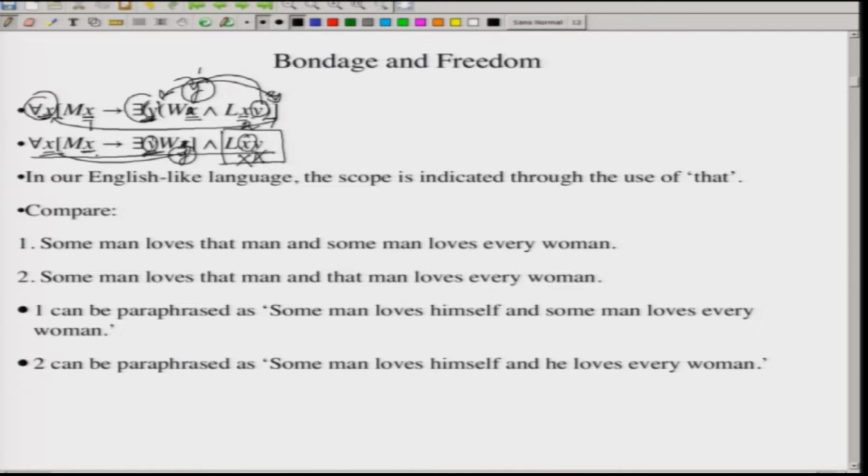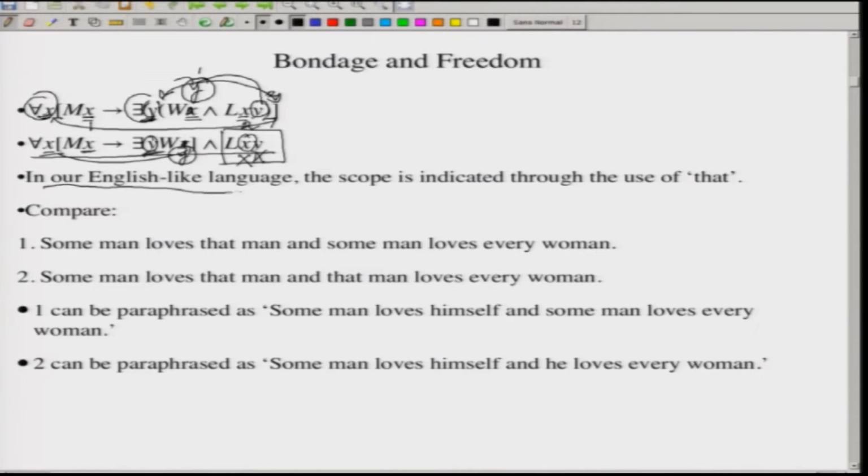What happens in a natural language, we can talk about after some time. Presently we can talk about just the English-like language we are considering, not really English. Now, in that we compare these two sentences, 1 and 2. Some man loves that man, and some man loves every woman, and some man loves that man, and that man loves every woman. Now, one can be paraphrased as some man loves himself.